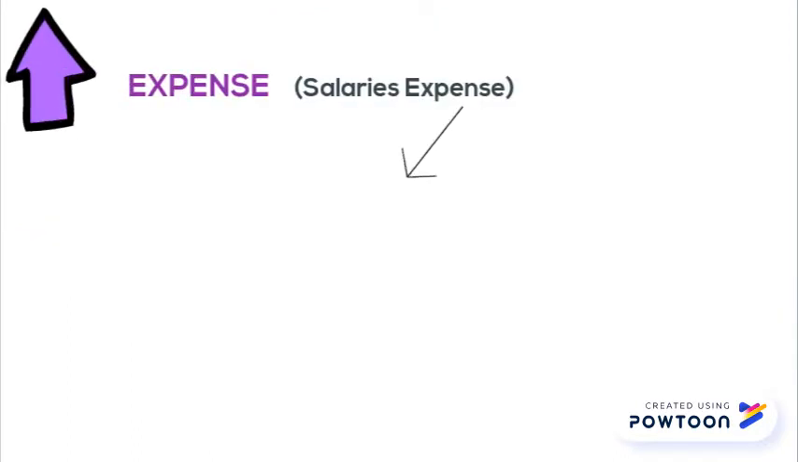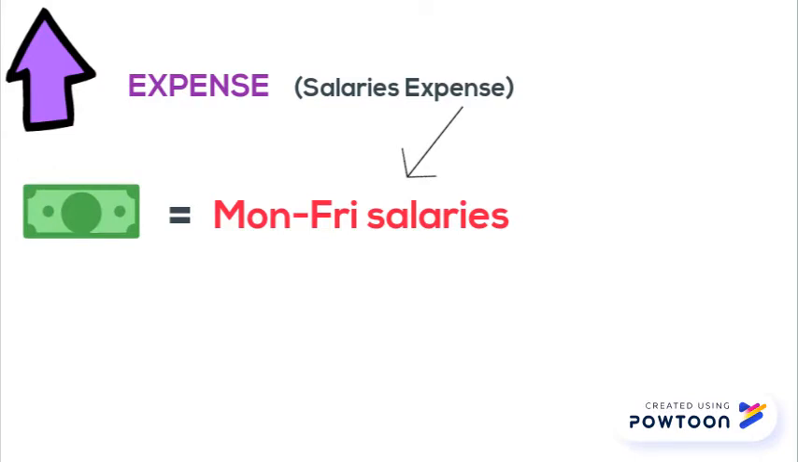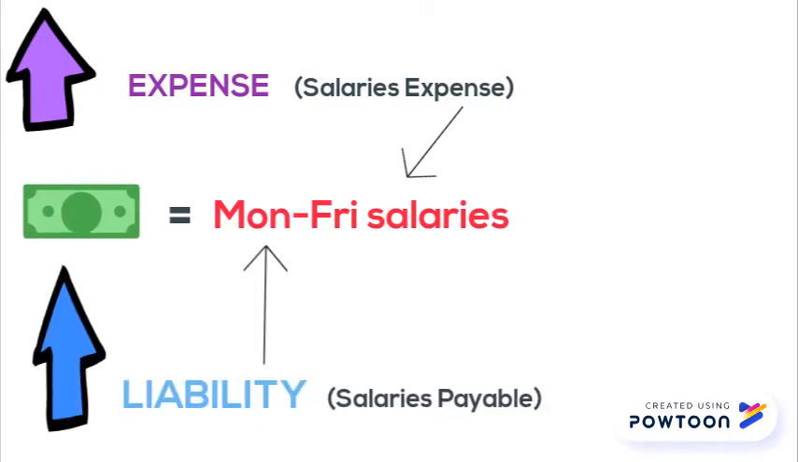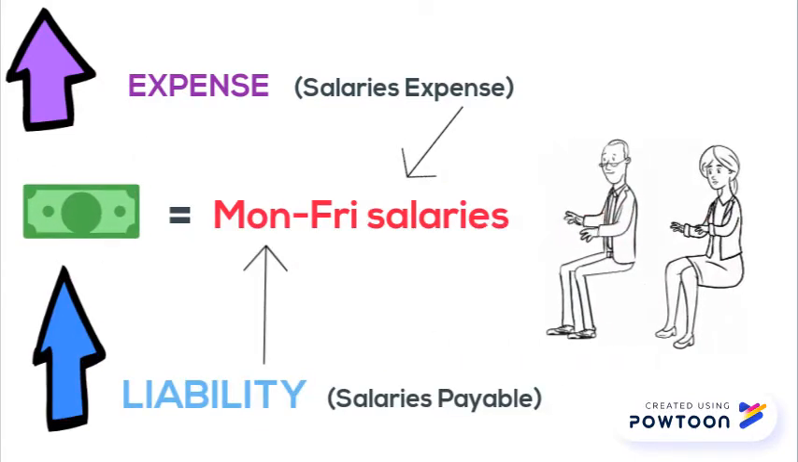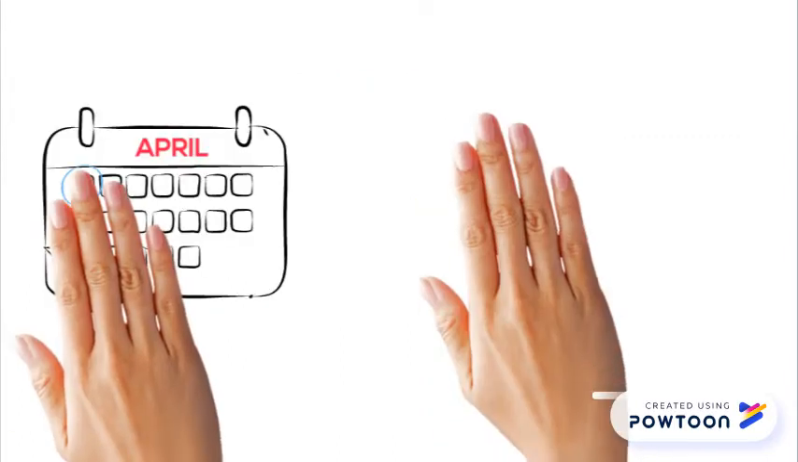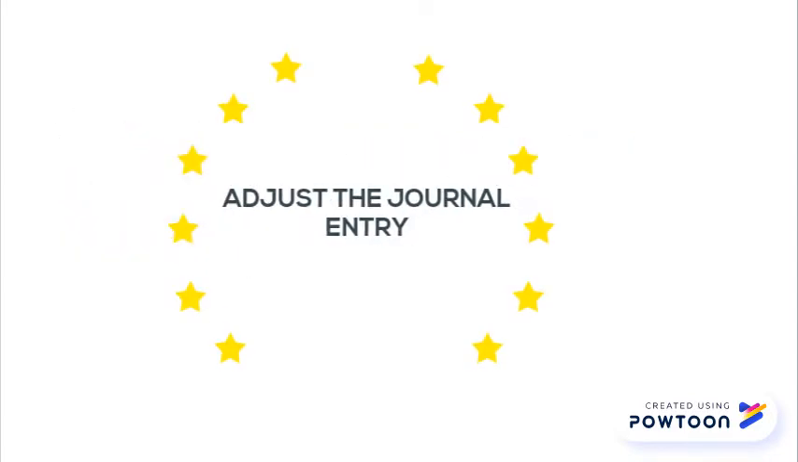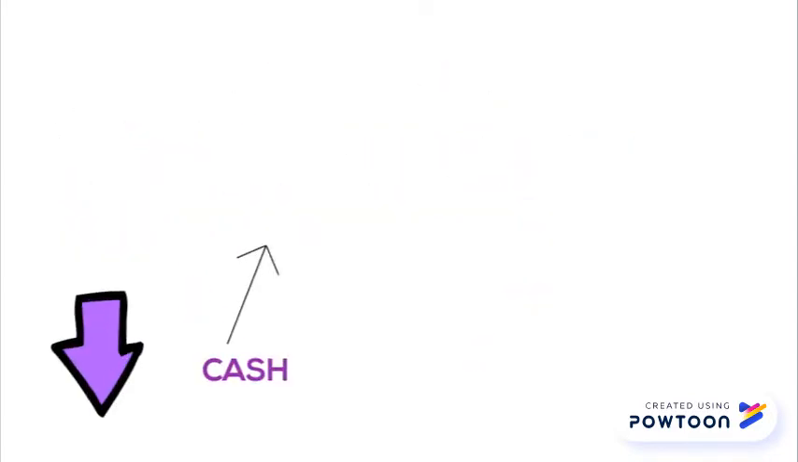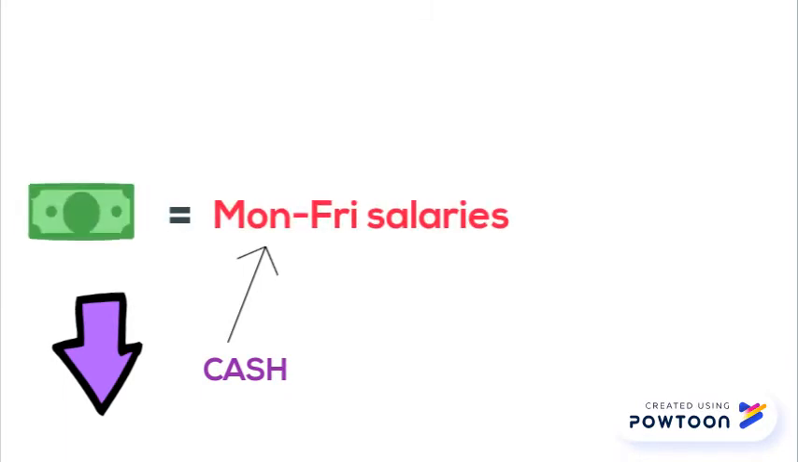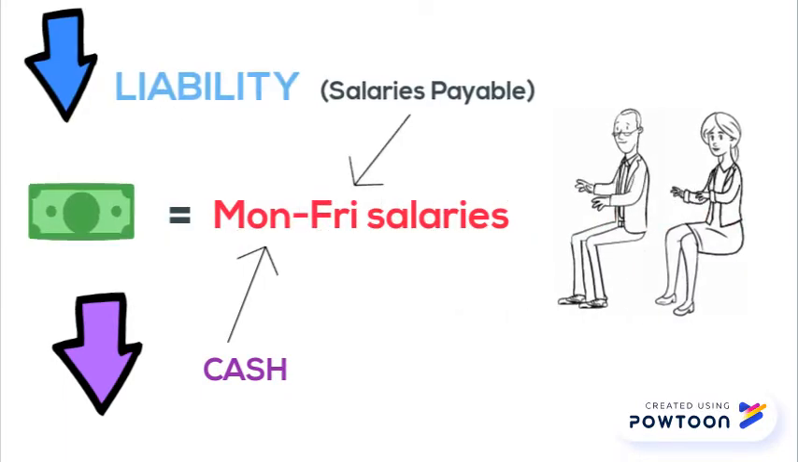This involves increasing the salaries expense account for the amount of salaries incurred for the week and to increase the salaries payable account for the same since it owes the employees those salaries. Now, on the 1st of April, when the payment is made, we need to adjust the journal entry. This involves decreasing the cash account for the salaries paid to employees and to decrease the salaries payable account by the same amount.